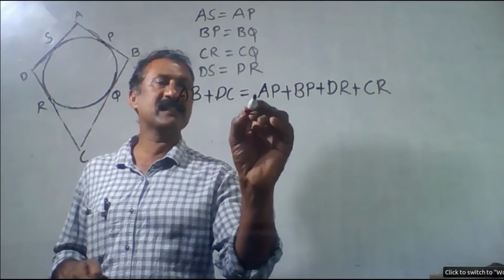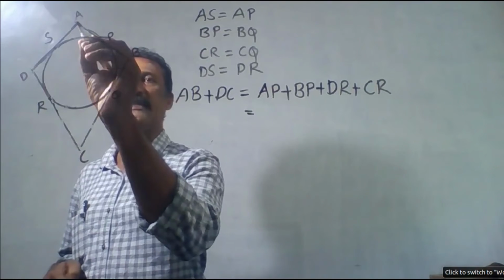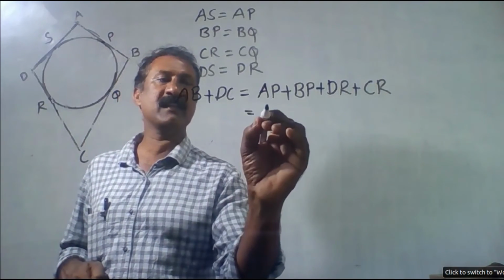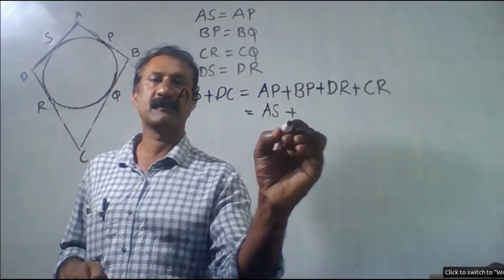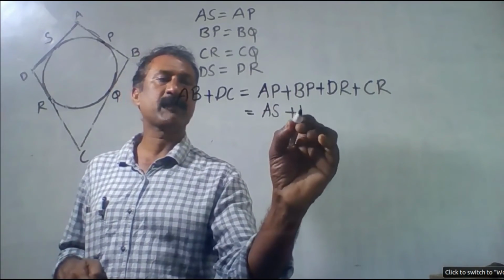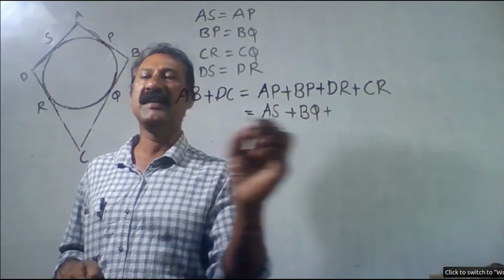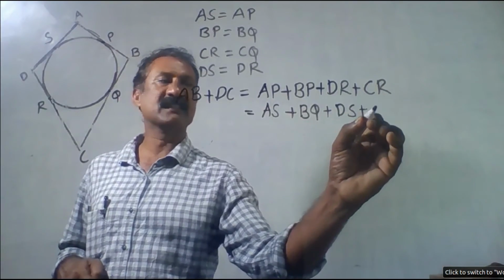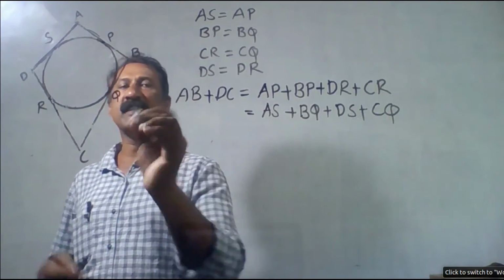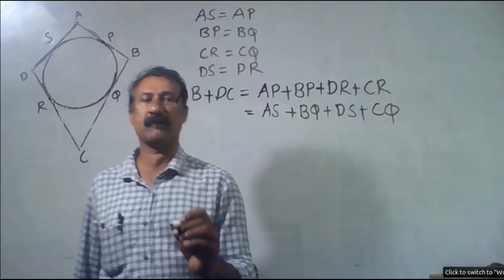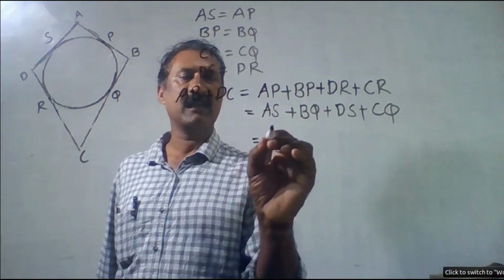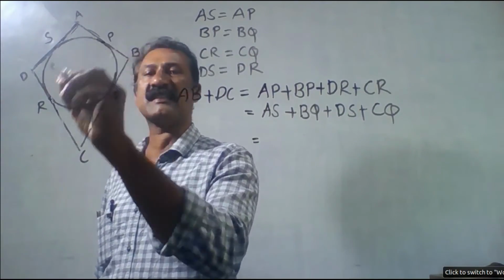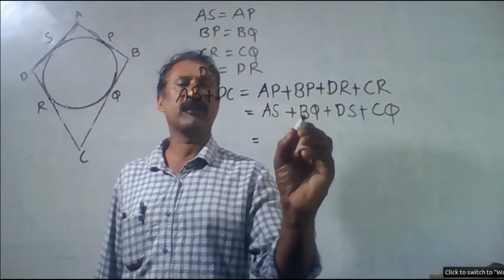Then substitute, replace this AP. What is AP? AP is this line segment. Its length is equal to AS. Therefore, we can write it as AS plus BP. BP is BQ and DR is DS and CR is CQ. Okay, we replaced those equal line segments. Then AS and DS we can add. AS and DS together form AD.